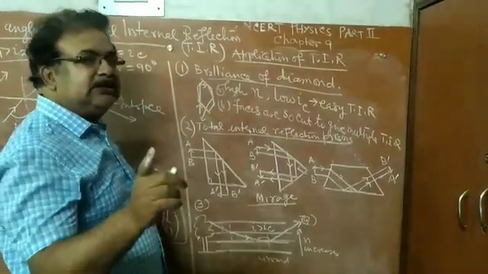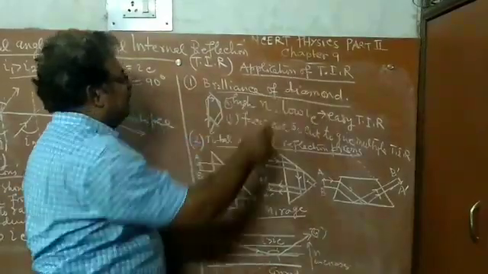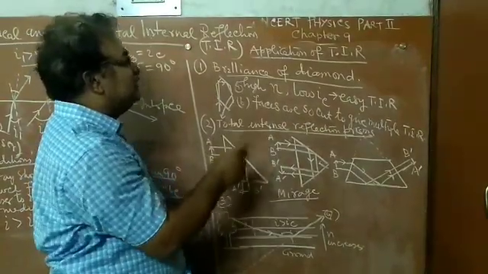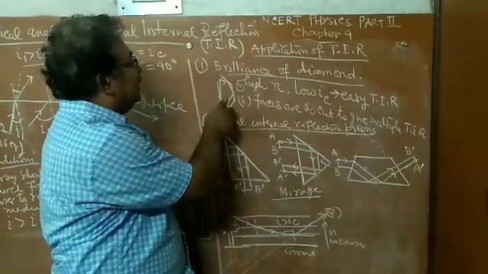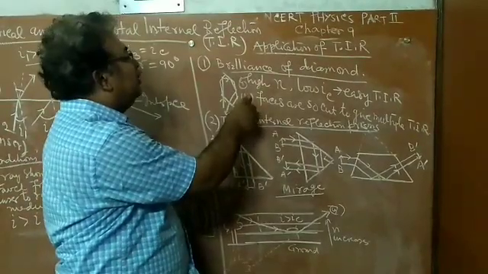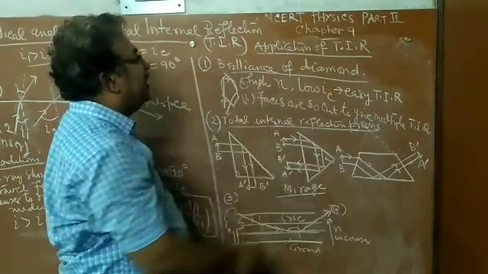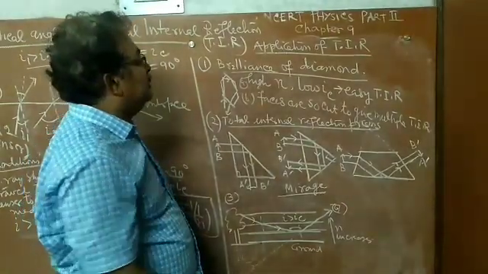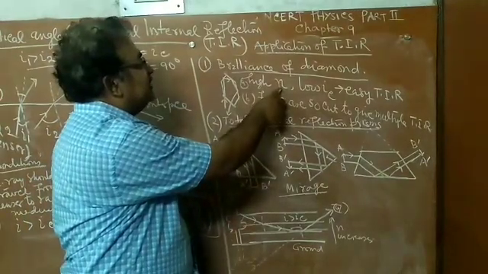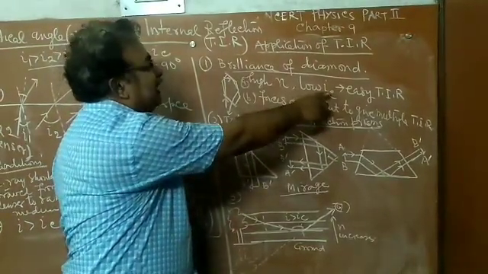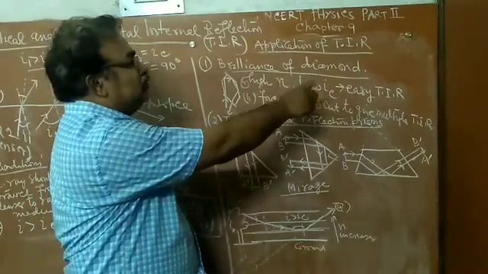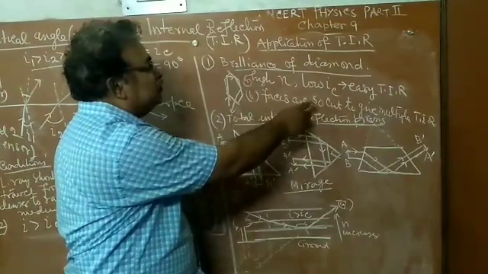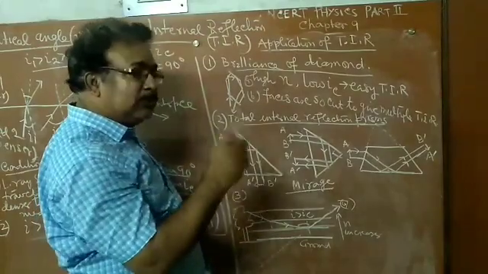Okay. Now let us discuss applications of total internal reflection. First application is the brilliance of diamond. How does a diamond shine so brilliantly? I have drawn the ray diagram. There are two factors responsible. First factor is that diamond has a high value of refractive index, of the order of 2.42. Since the value of refractive index is high, there is a low value of critical angle. Therefore, total internal reflection is easy. Second point is the faces are cut so as to give multiple total internal reflections.